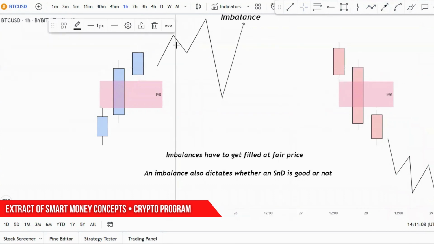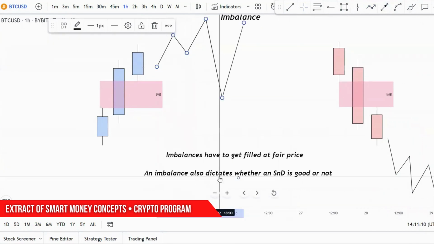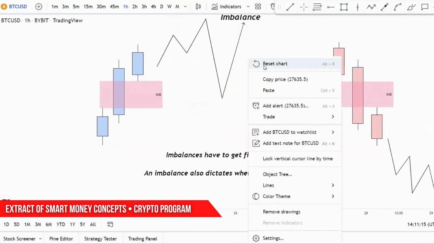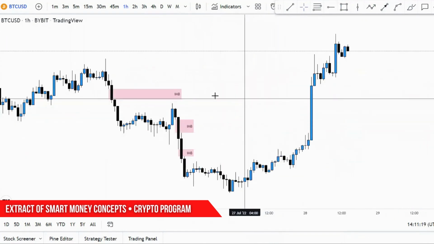Another key takeaway is that an imbalance also dictates whether a supply and demand zone is good or not. You'll see that in the few examples later. Now let's look at the examples.